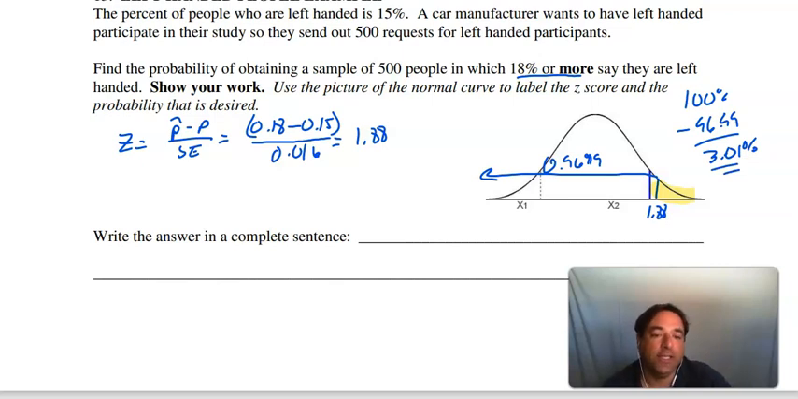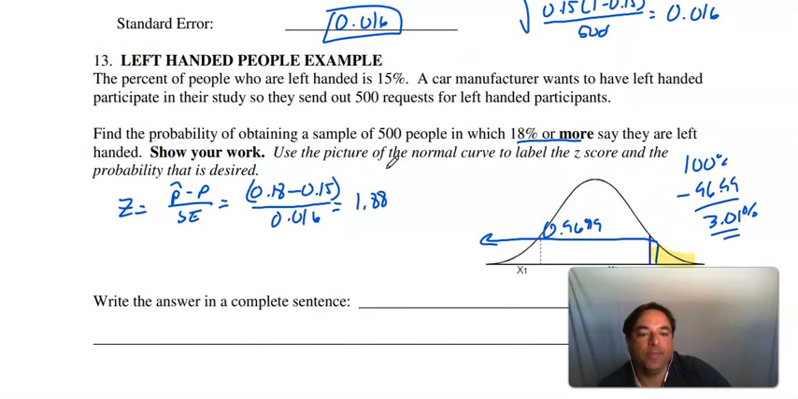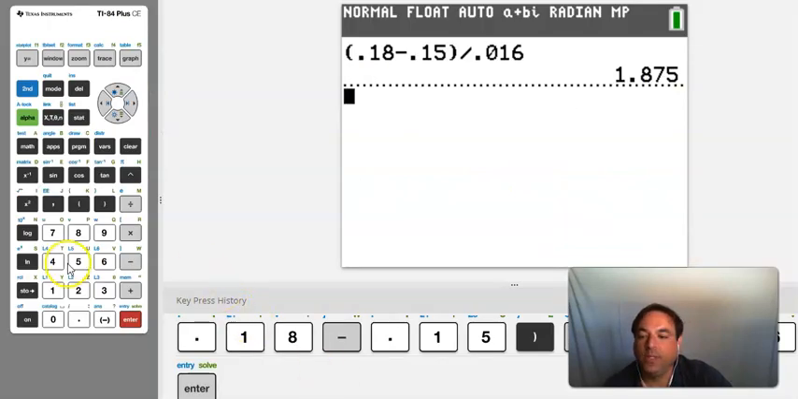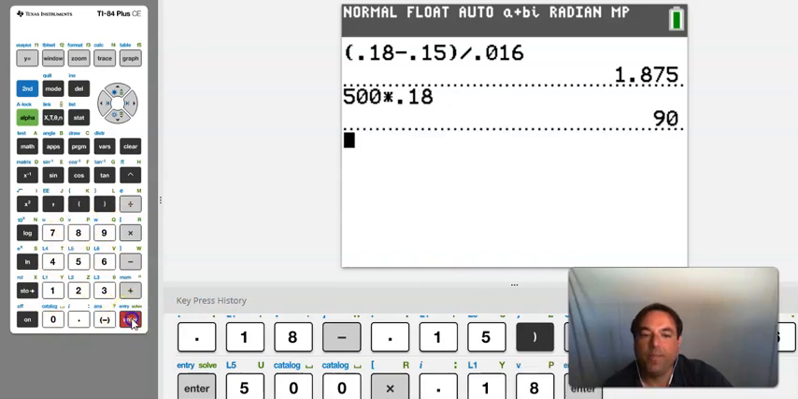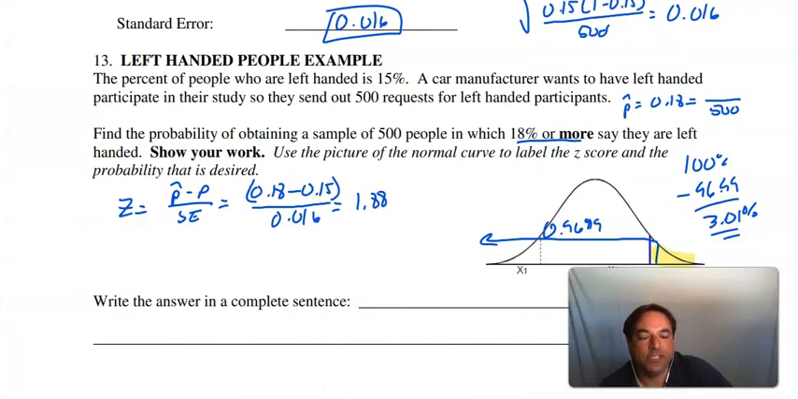To check that in the calculator, we need the fraction where p hat comes from. Remember, p hat is 0.18, but what's the fraction? The denominator would be 500. So we do 500 times 0.18, that would be 90. So the fraction, which is what we need for the calculator, is 90 over 500. 90 would be the x, n would be the 500. So we go to the calculator.